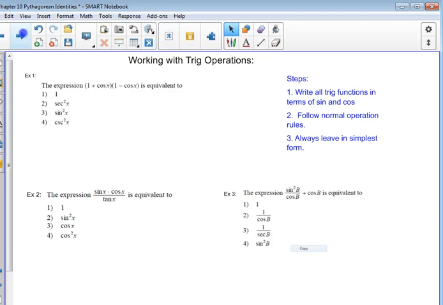Whenever we're working with trig operations, we want to make sure that everything's written in terms of sine or cosine. Then we're going to follow the normal rule. In our first problem, we have 1 plus cosine times 1 minus cosine. You have to FOIL, right? Go ahead, guys, FOIL it out. Some of you might recognize something special with this. Oh, it's first and last, right?